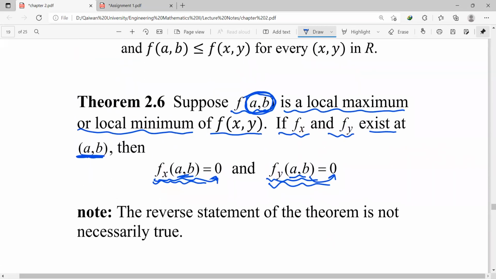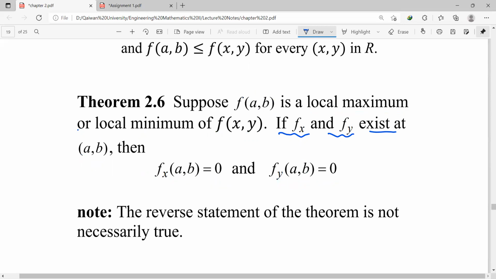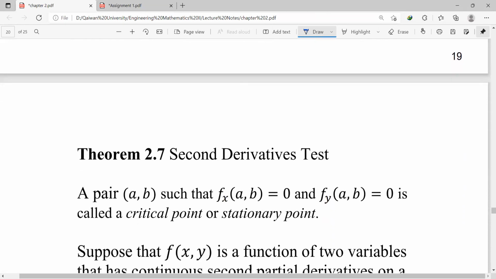Here, the reverse is not true: if f sub x and f sub y equal 0 at a point, it doesn't mean that at that point we have a local maximum or minimum. But if at a point we have a local maximum or minimum, it means the point is a critical point, and at this point the first derivatives with respect to x and with respect to y must be 0.